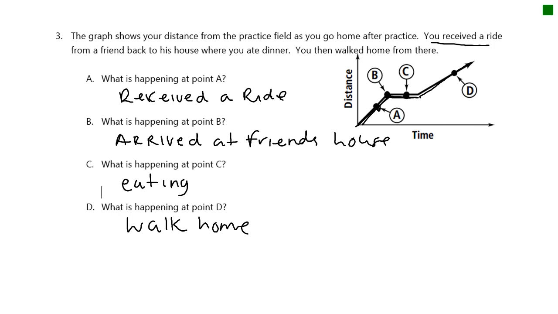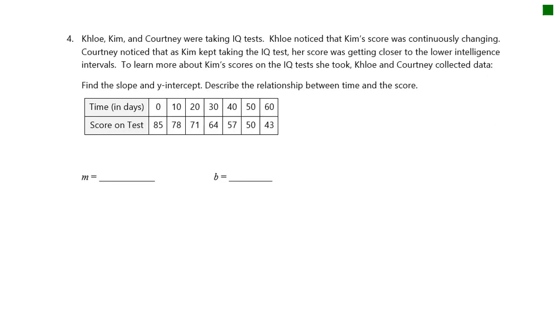The next one. We're going to have to do a little bit of work, but we already know how to do this, okay? It says Chloe, Kim, and Kearney were taking IQ tests. Chloe noticed that Kim's score was continually changing. Kearney noticed that as Kim kept taking the IQ test, her score was getting closer to the lower intelligence intervals. To learn more about Kim's score on the IQ test, Chloe and Kearney collected data. Find the slope, the y-intercept, and the description.